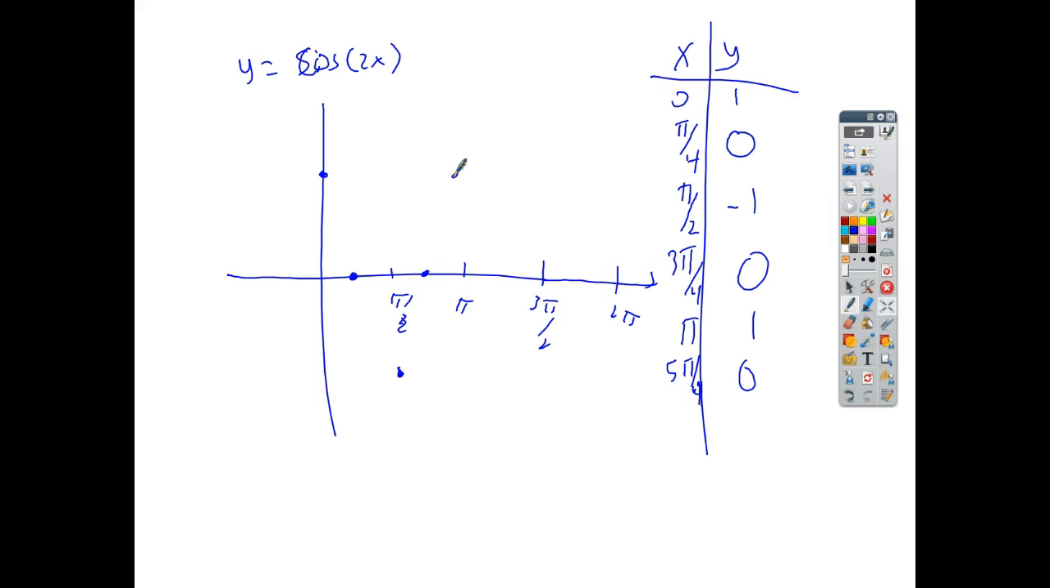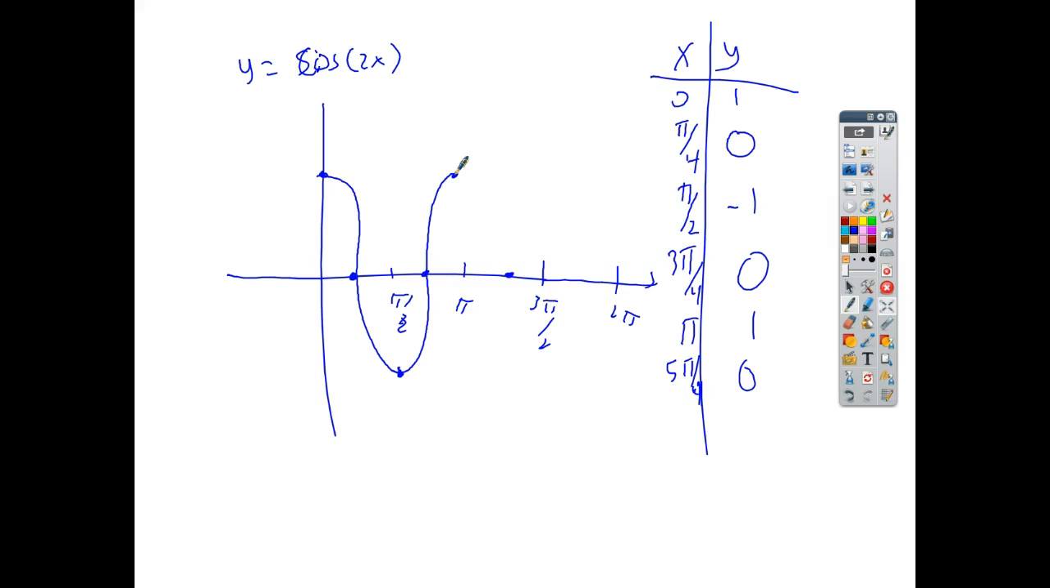At 5 pi over 2, where are we at? Or 5 pi over 4, where are we at? 0. So what's the graph look like? Is that a full cycle? Isn't that a full cycle? We started at the top, we ended at the top, didn't we?